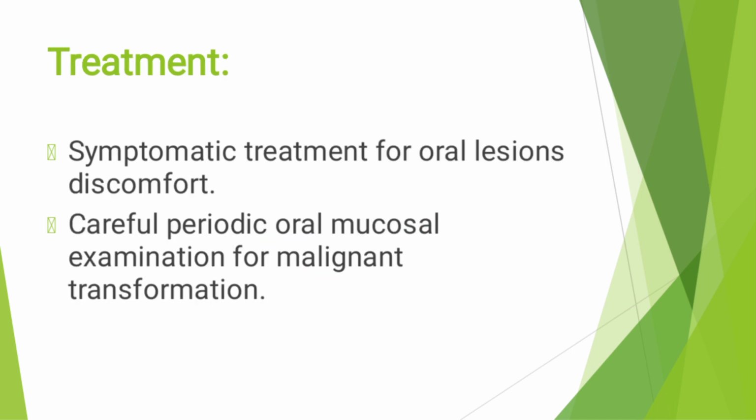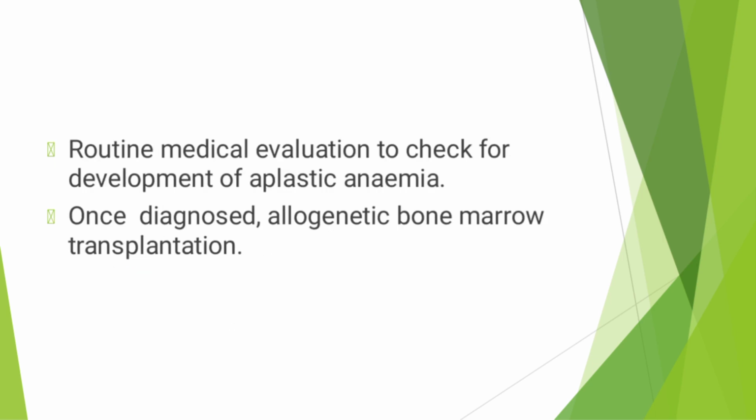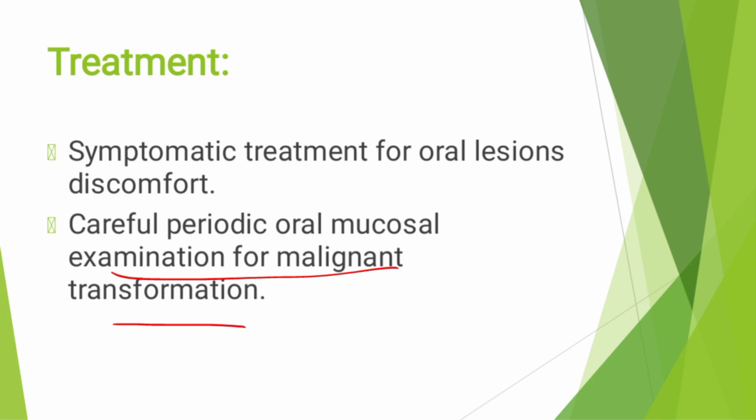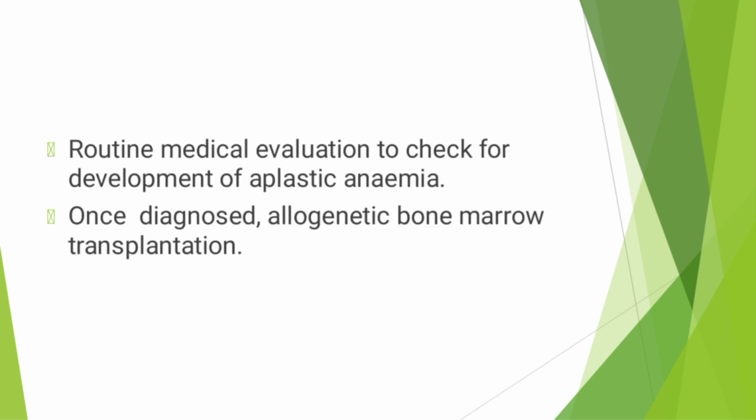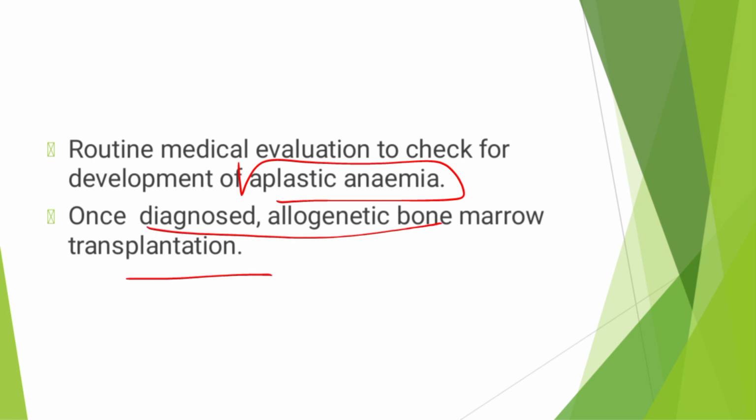Then, symptomatic treatment for oral lesions is for discomfort, with careful periodic oral mucosal examination for malignant transformation. If there are symptoms, you have to treat them, and you have to do a careful examination for malignant transformation. Now, in routine medical evaluation, check also for aplastic anemia, and consider allogeneic bone marrow transplantation if it can be done.